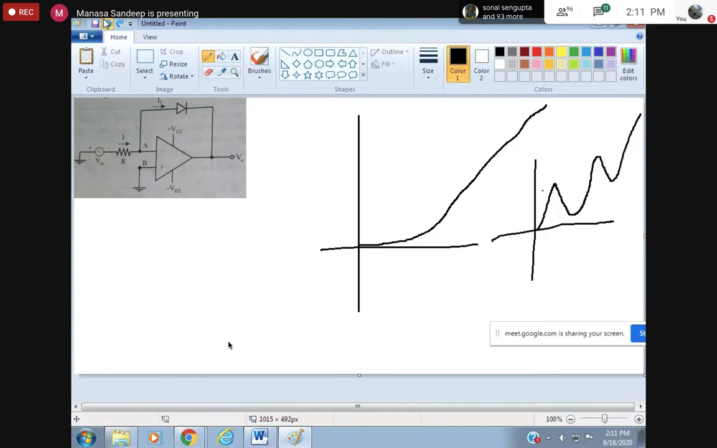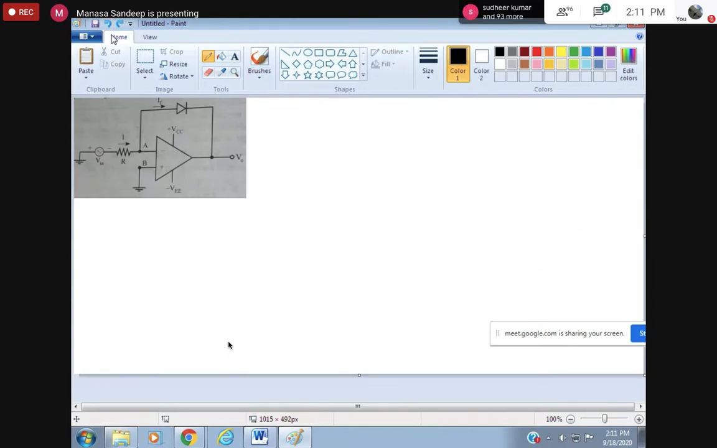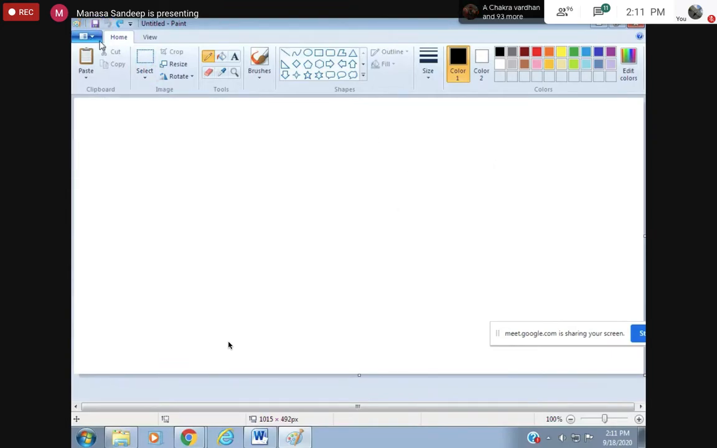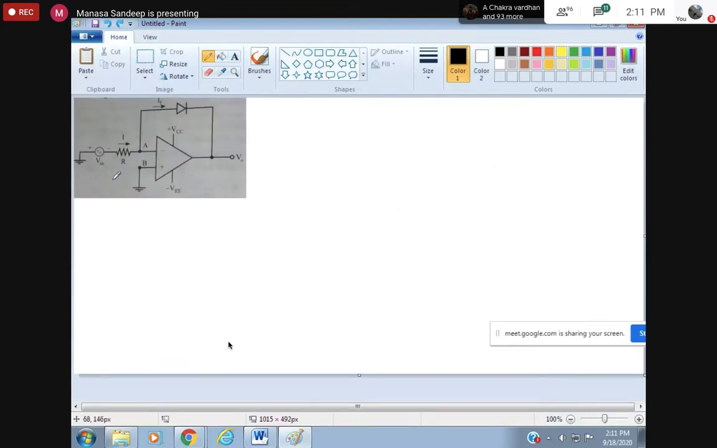So this is what a nonlinear amplifier is. Definitely the amplification is going to happen, no need to get confused. Amplification is going to happen, but that linearity we cannot promise. So that is what they mean here.